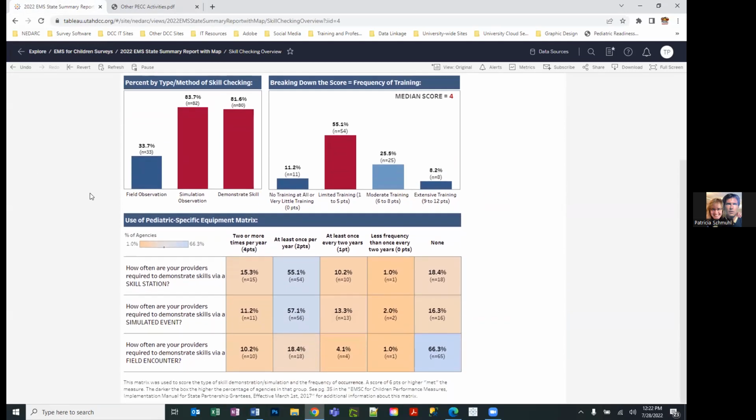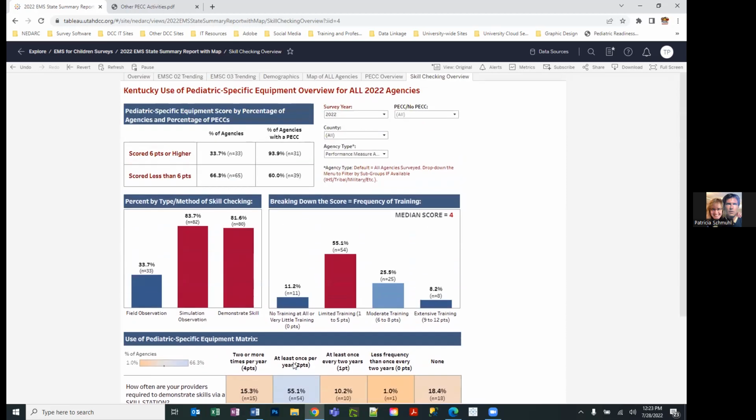And that means in this matrix down here, you have a combination. An agency had a combination of points that added up to 6. So they could have done 2 or more for skill station and 2 points for simulated, and they get 6. Or it could be that they had all 3 of these for 2 points. So it can be a different combination. But you see here the percentage of agencies that scored 6 points or higher.